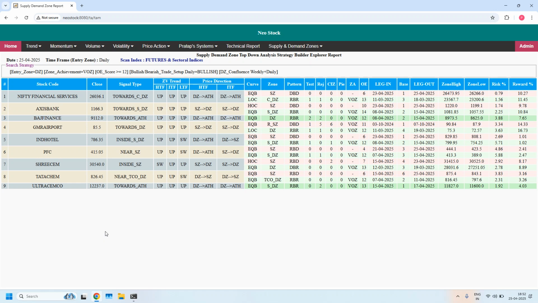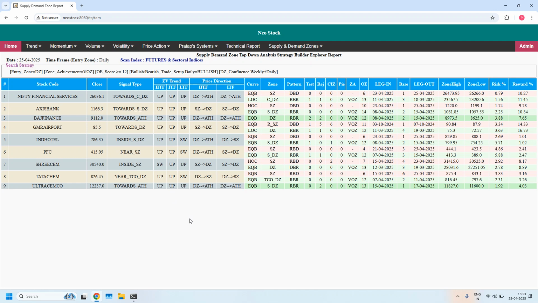In these 9 stocks, we have 9 daily demand zones. Some of them are high liquidity daily demand zones. All 9 daily demand zones are overlapped with the weekly demand zone. And also see, the weekly trend is up in all the stocks. Weekly means the ITF trend.